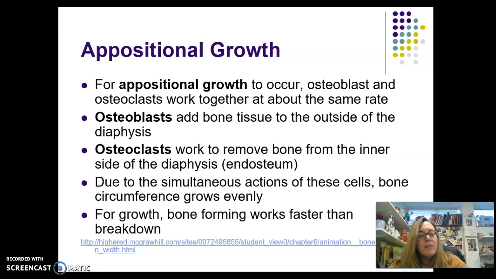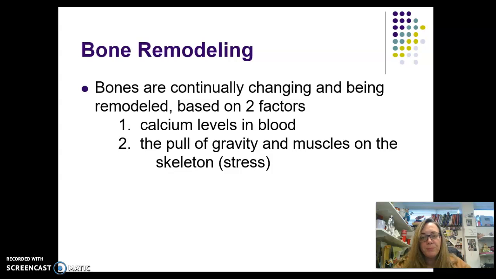So for appositional growth, which is growth wider, if you will, osteoblasts and osteoclasts have to work together in order to restructure and cause even growth all the way around that bone. It's important that that happens, and you may have heard that when you're working out, you don't want to just work out your left arm and never work out your right arm, okay? You need to work out both sides of things. It's not only important for muscle development, but it's also important for bone formation and growth as well.